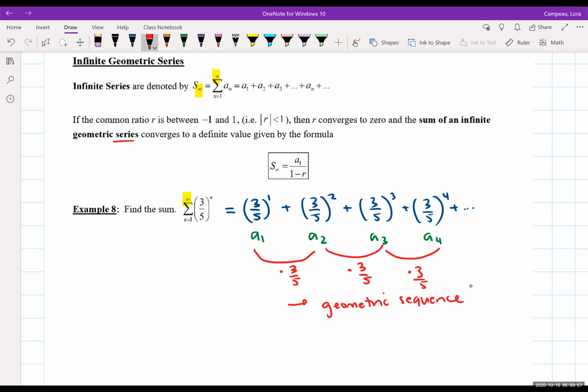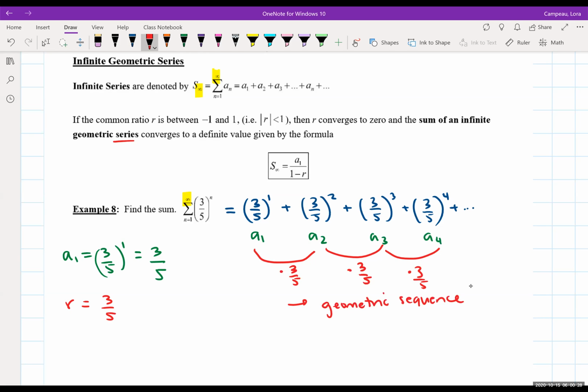Or if we're talking about it in terms of sums, then we would call it a geometric series. So once we have that down, you say, well, who is the first term? A sub 1 is 3/5 to the first power, which is 3/5. If you'd like, you can multiply it out just so that you see it. And our common ratio r happens to also be 3/5. Those powers of numbers often work.